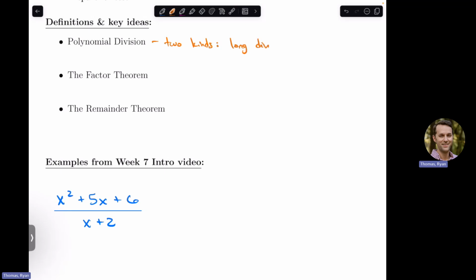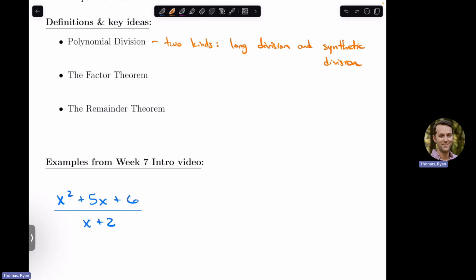Long division, which works a lot like long division for numbers. So the division algorithm you would use to do a division by hand. And synthetic division, which is a little bit of a shortcut way of keeping the books a little bit differently. I'm going to do both in a second.